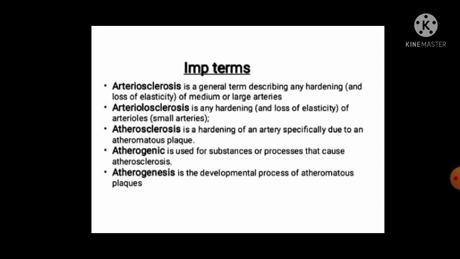Important terms in atherosclerosis. Arteriosclerosis is a general term describing any hardening or loss of elasticity of the arteries. Arteriolosclerosis is the hardening or loss of elasticity of arterioles, small arteries. Atherosclerosis is the hardening of artery especially due to an atheromatous plaque. Atherogenic is used for a substance or process that causes atherosclerosis. Atherogenesis is the developmental process of atheromatous plaque.